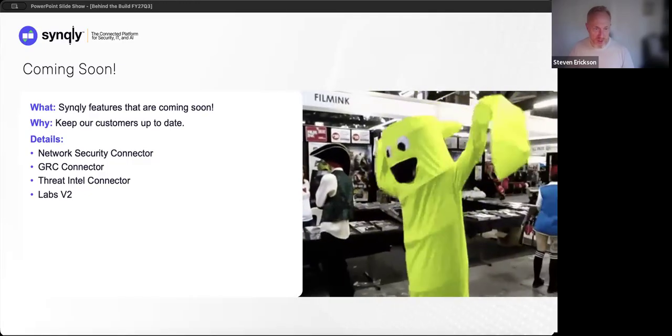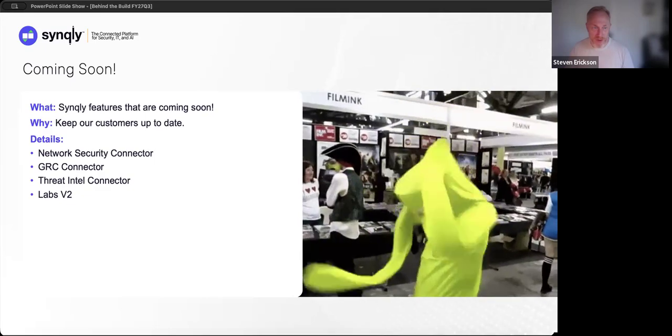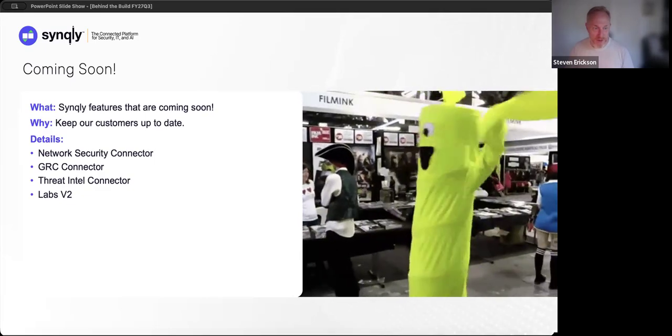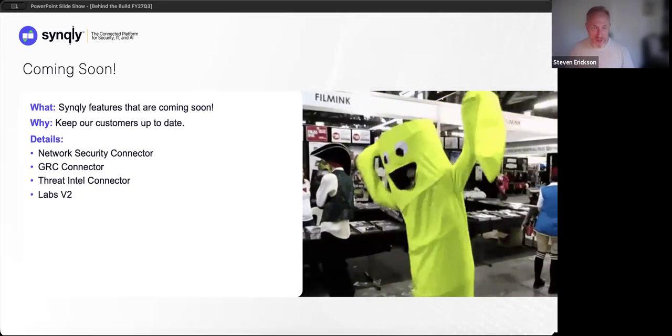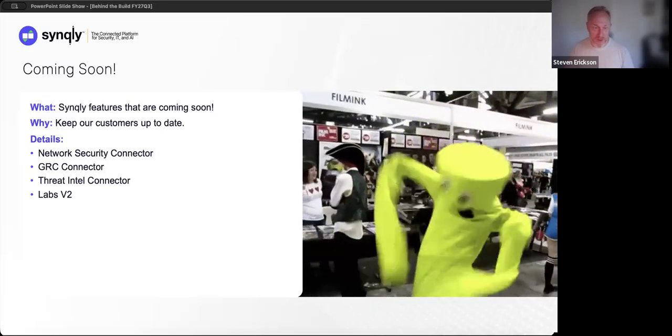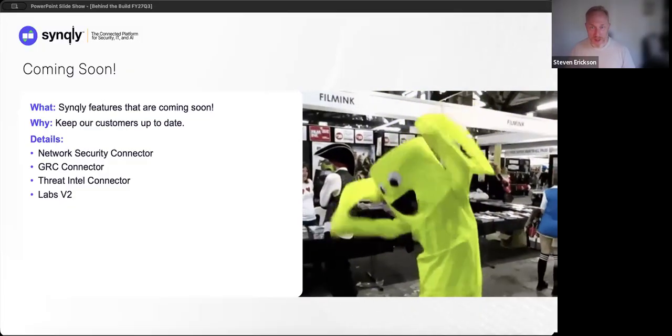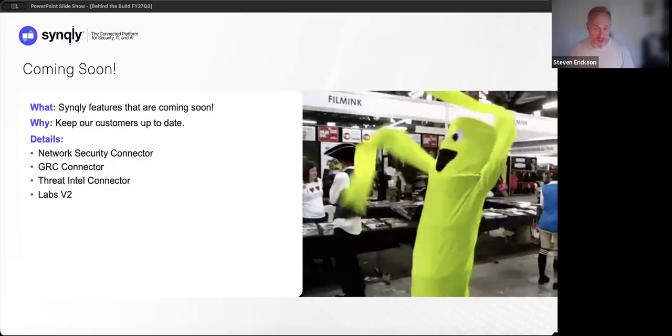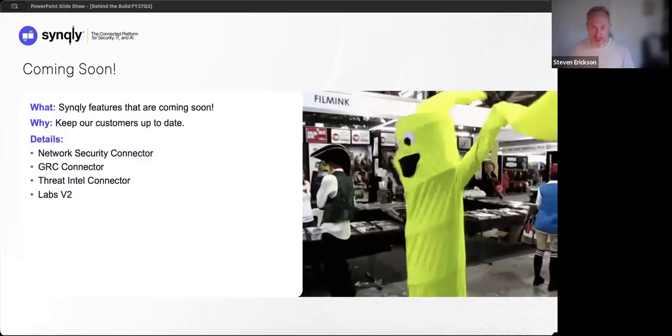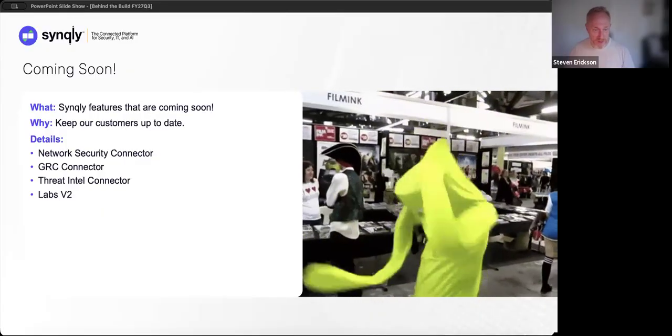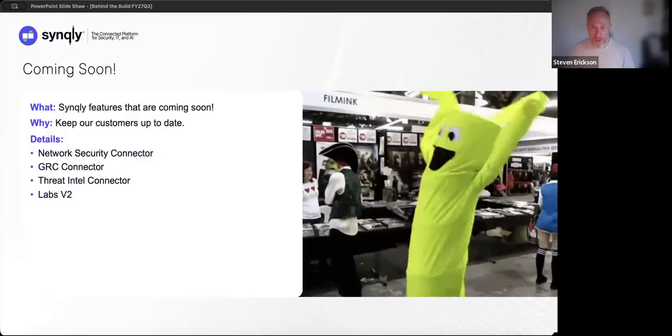GRC connector is also coming very soon. Think about the likes of Drata and Vanta and those types of products who are managing compliance across a number of different controls. At long last, the threat intel connector. I've been wanting to build this since day one, and we got around to it now, and we're going to be building that out.